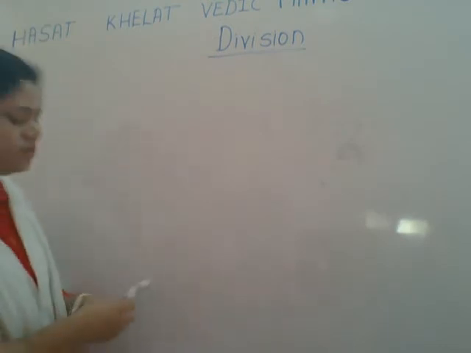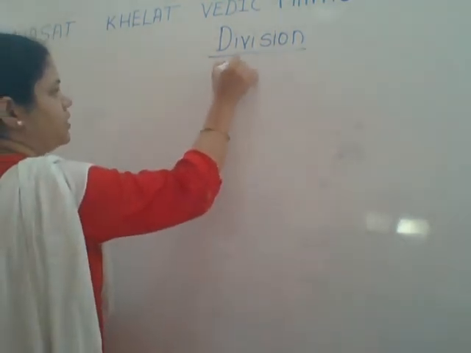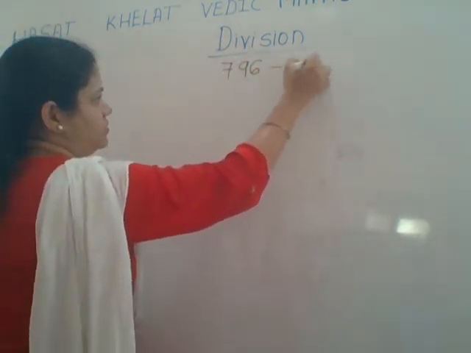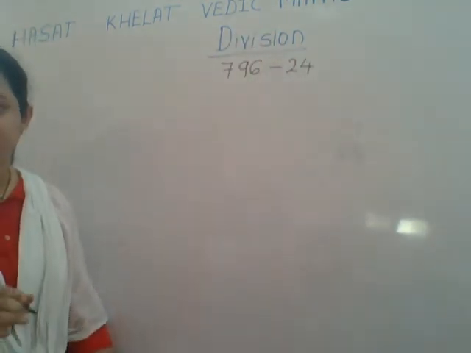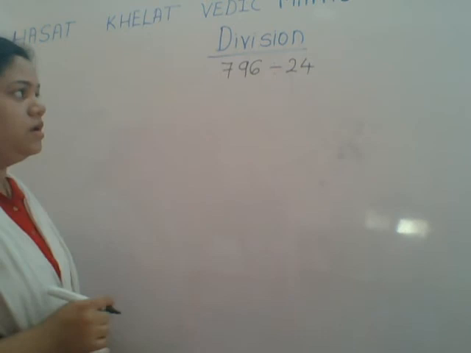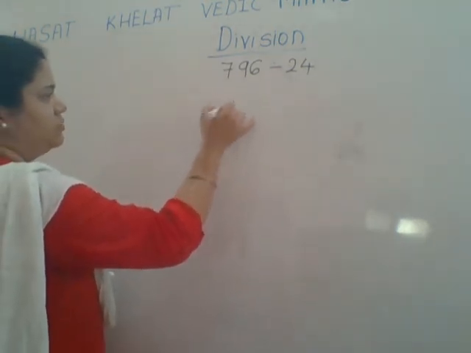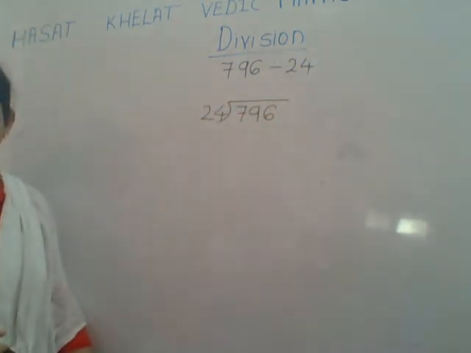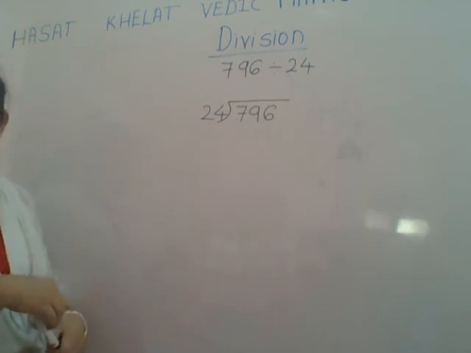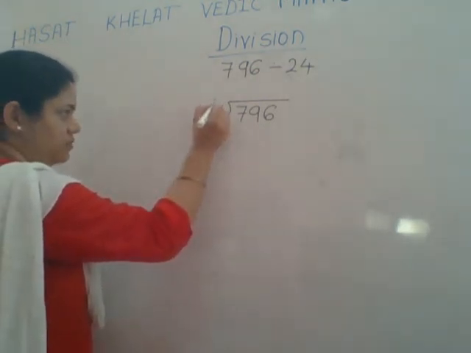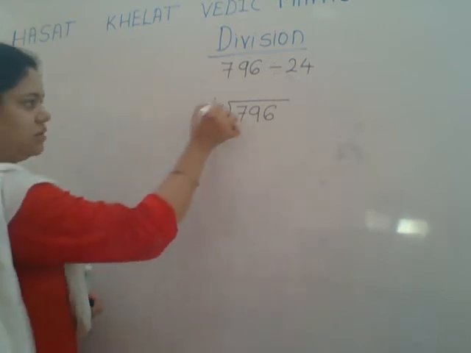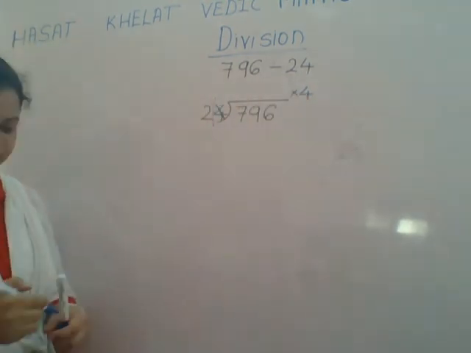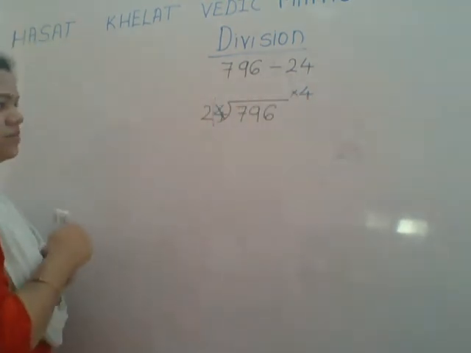Okay, for better understanding, I will take a smaller number first. Suppose I have 796 divided by 24. If I have to carry out this division, what I write inside is 796, and here will be 24. What we have to do is separate them out. This 4, I will cut from here and write it here. And this we have to multiply. First we have to see with 2.